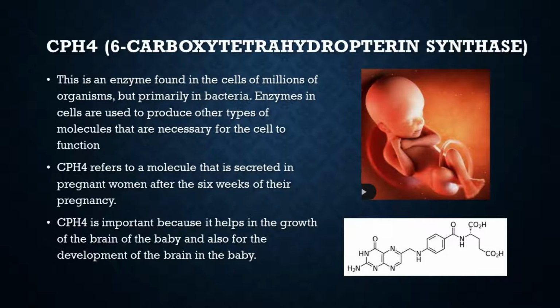CPH4 refers to a molecule that is secreted in pregnant women after the 6 weeks of their pregnancy. This is a 6-month baby image. CPH4 is important because it helps in the growth of the brain of the baby and also for the development of the brain in the baby.